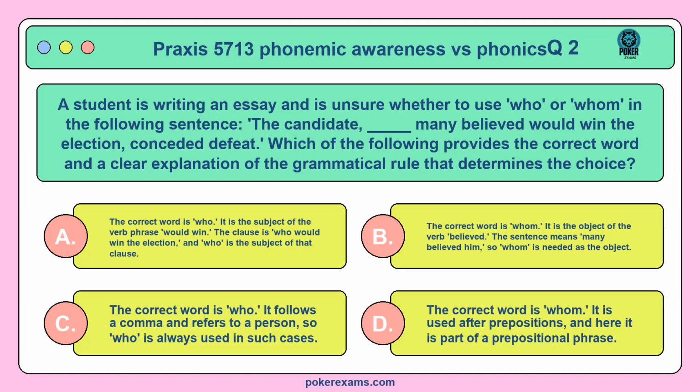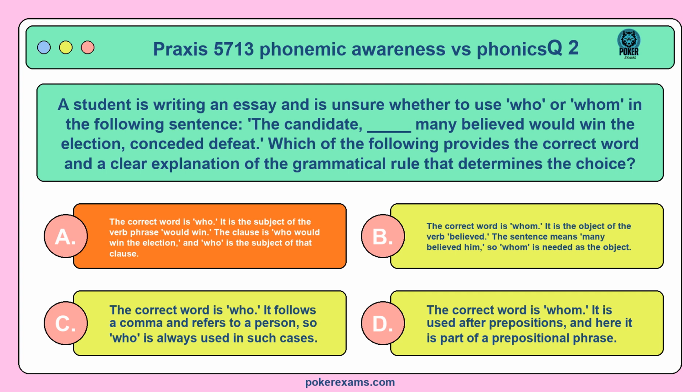Question 2. A student is writing an essay and is unsure whether to use who or whom in the following sentence. The candidate, many believed would win the election, conceded defeat. Which of the following provides the correct word and a clear explanation of the grammatical rule that determines the choice? Option A. The correct word is who.